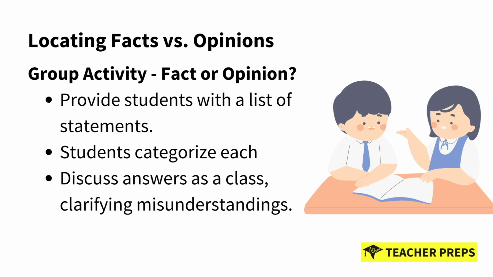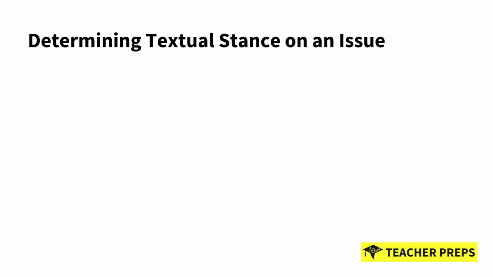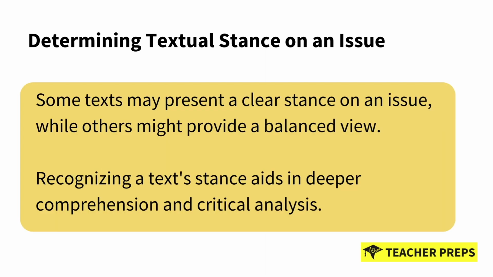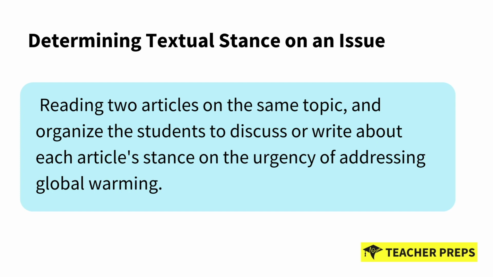And this is a new standard called determining textual stance on an issue. Some texts may present a clear stance on an issue, either supporting or opposing, while others might provide a balanced view. Recognizing a text's stance aids in deeper comprehension and critical analysis. Facilitate the opportunity for students to practice determining textual stances on issues by reading two articles on the same topic, such as climate change, and organize the students to discuss or write about each article's stance on the urgency of addressing global warming.